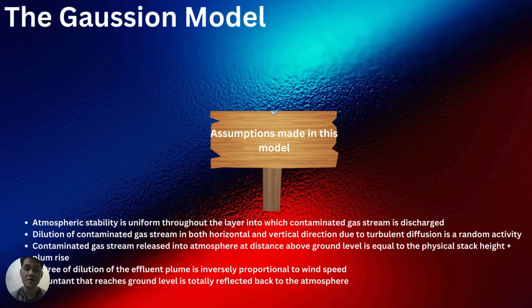The degree of dilution of the effluent plume is inversely proportional to wind speed. So if the wind speed increases, the degree of dilution of the plume will decrease because the relationship between both is inversely proportional. And lastly, pollutant that reaches ground level is totally reflected back to the atmosphere.